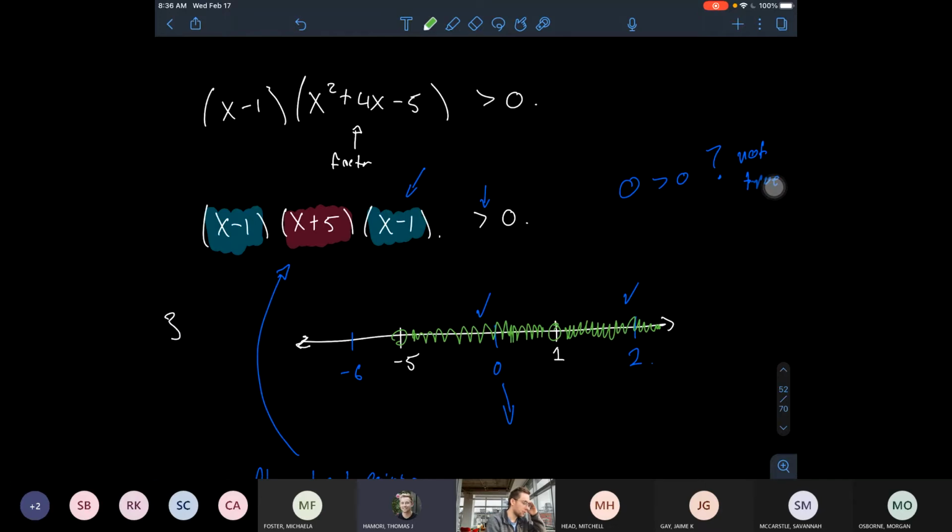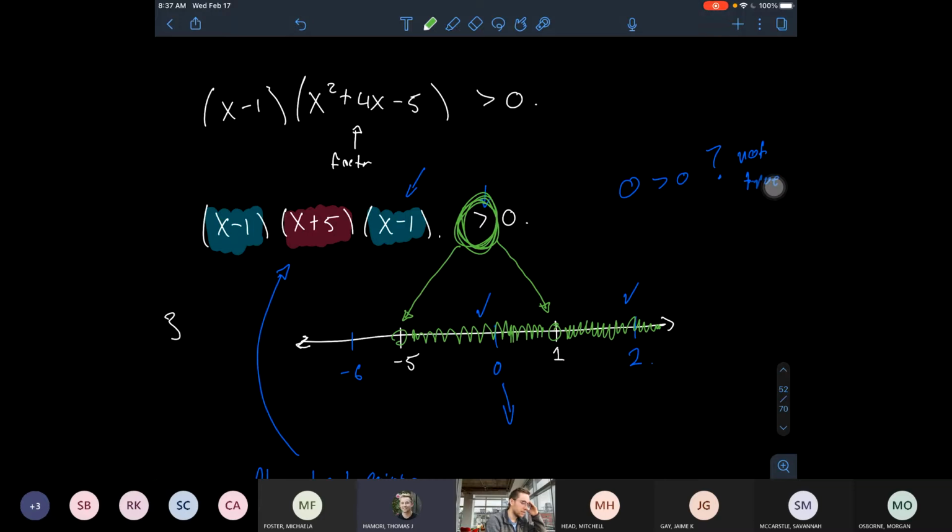Okay, so we picked one point to the left of -5. We picked one point between -5 and 1. We picked one point to the right of 1. And we found out where the inequality is working and where it is not working. And then finally, since we had a strictly larger than sign here, we didn't fill in our dots on the actual zeros.